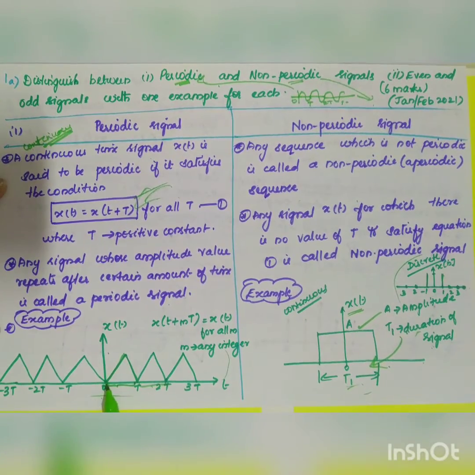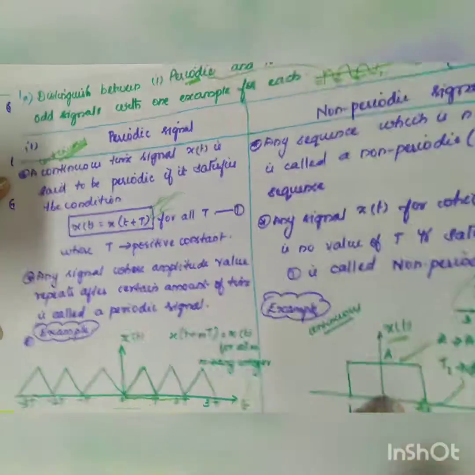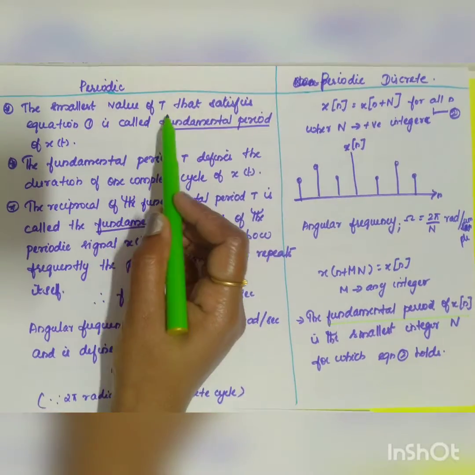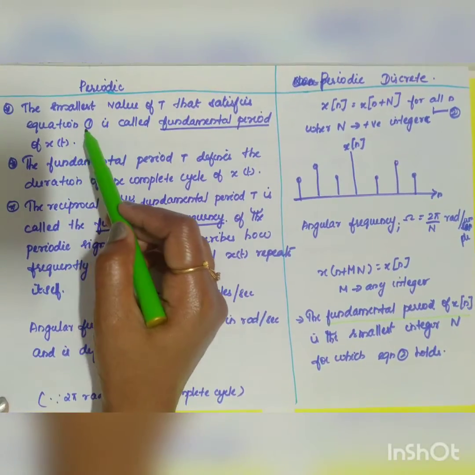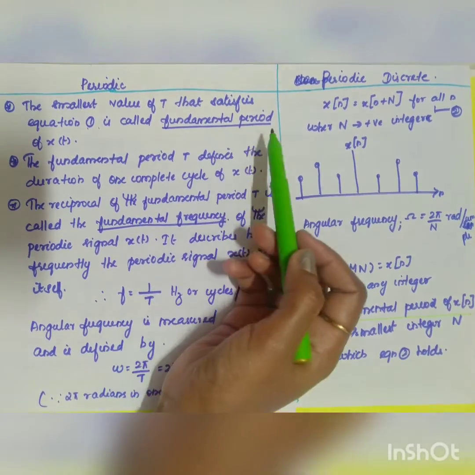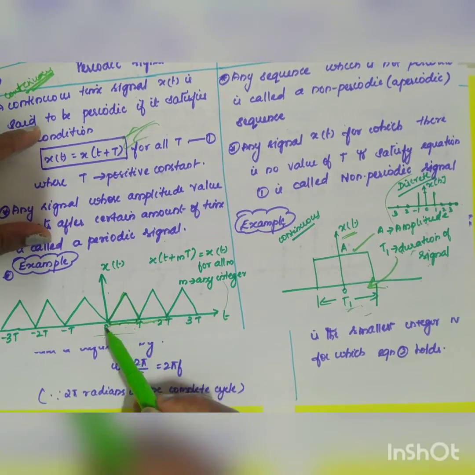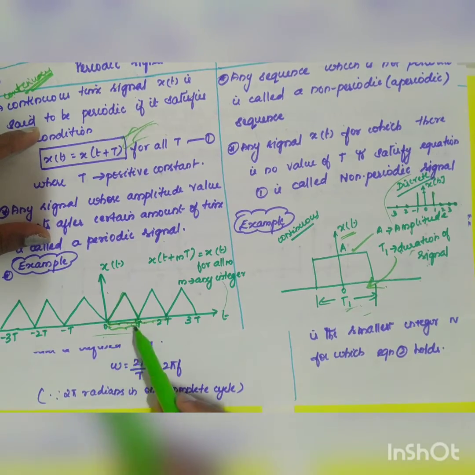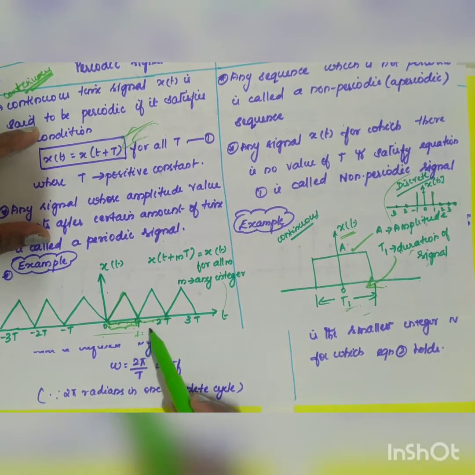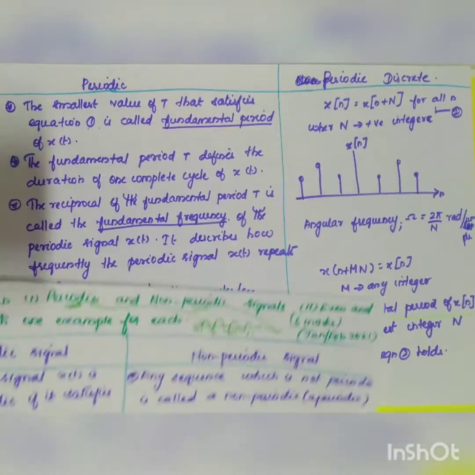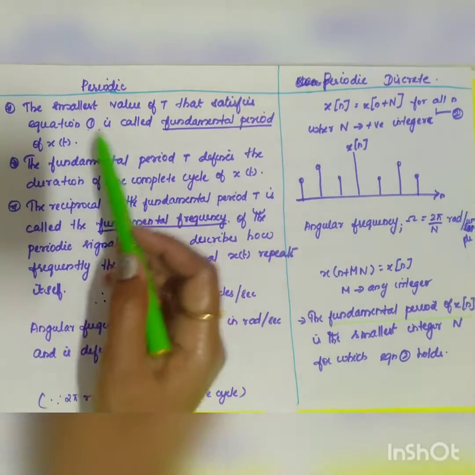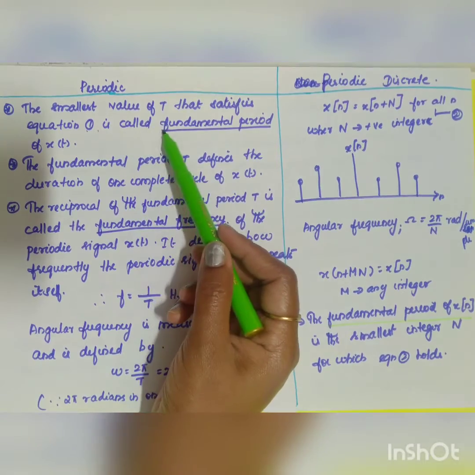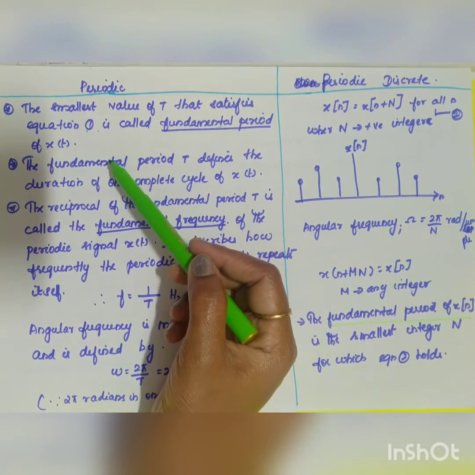Before that, you have the least frequency. The lowest frequency is called your fundamental frequency. The smallest value of T that satisfies equation 1 is called the fundamental period of x of t. So in this case 0 to T, this is called your fundamental time. Frequency will be equal to 1 by T, so that is what is given here. The smallest value of T that satisfies equation 1 is called the fundamental period of x of t.